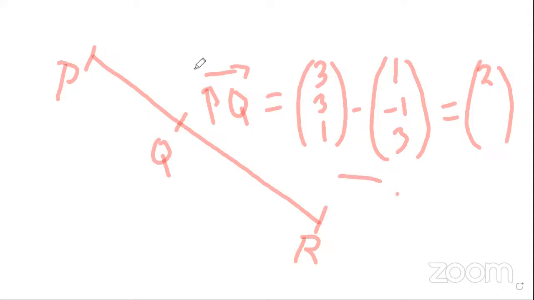So PQ becomes 2, 4, negative 2. Then we look for the other vector, that is QR. We look for vector QR.